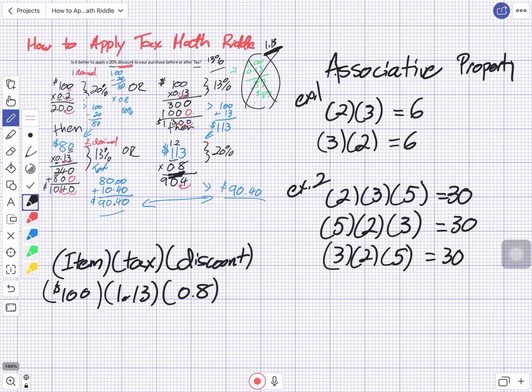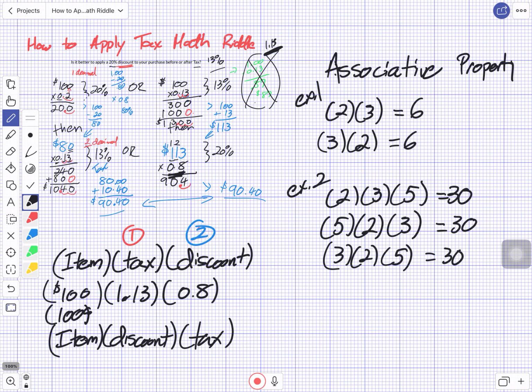So here's the question. In this example, I do tax first and then discount second. What's the difference if I go item, discount, tax? All right, I'm going to write it right above. The item is 100, like we said. The discount, we would use 0.8, and the tax, we do 1.13.